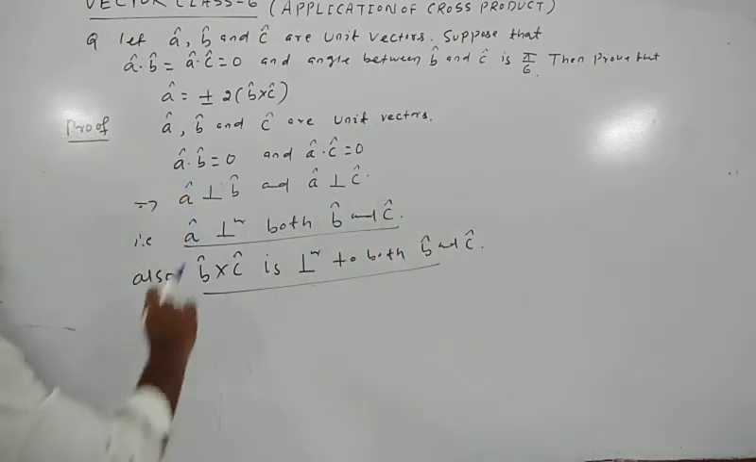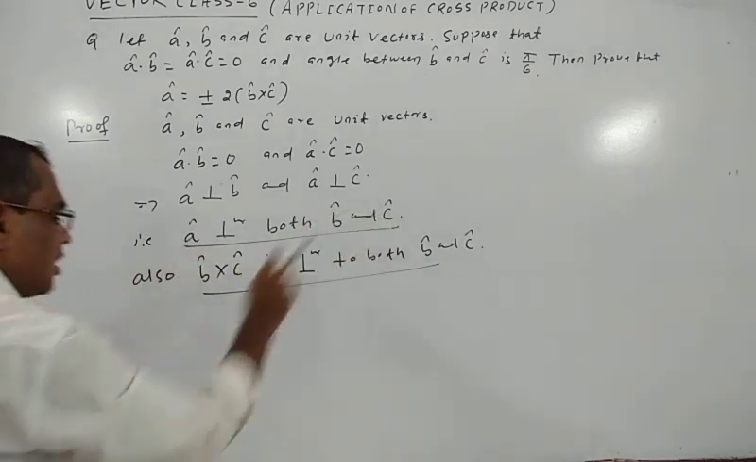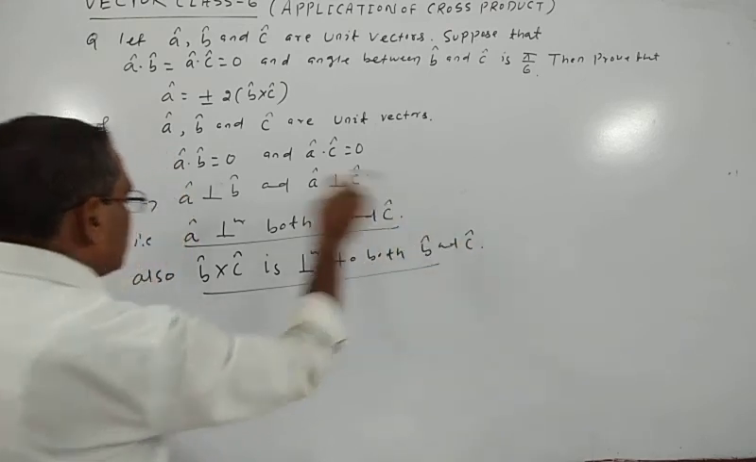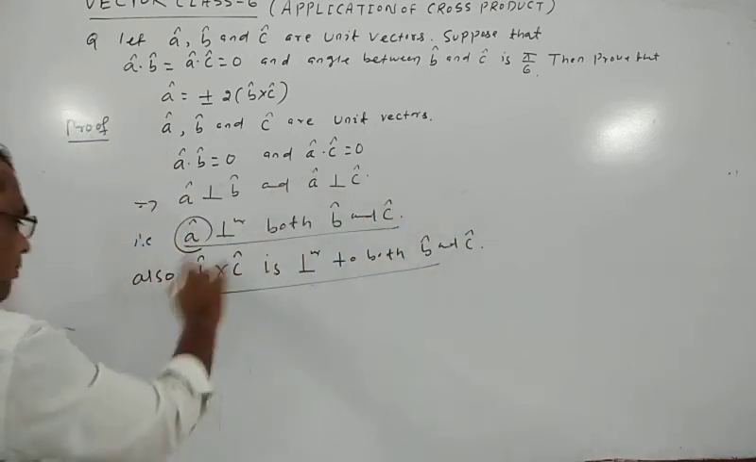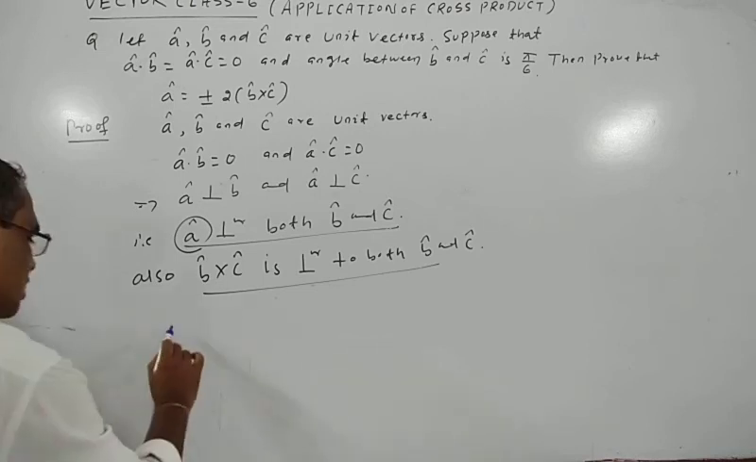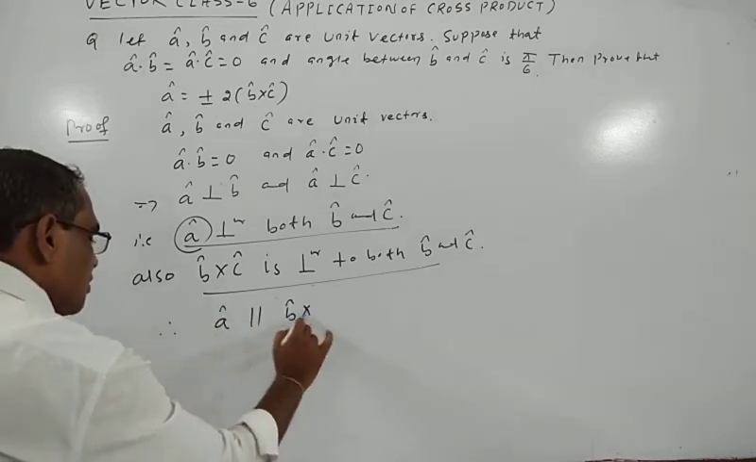Okay, so A cap is perpendicular to B cap and C cap. B cap cross C cap is perpendicular to B cap and C cap. Therefore, A cap and B cap cross C cap, is it parallel? Therefore, A cap is parallel to B cap cross C cap.